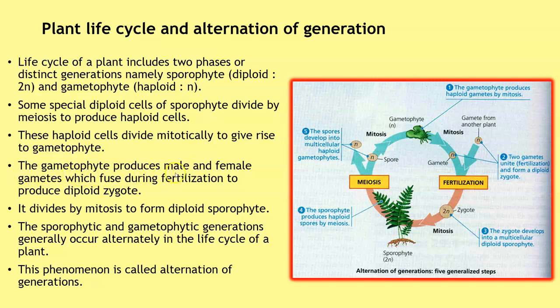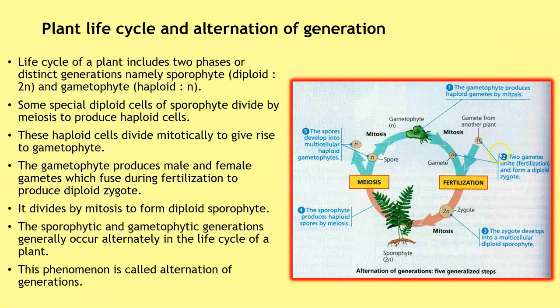Now the gametophyte produces male and female gametes which fuse during fertilization to produce a diploid zygote. So the gametes produced by the male and the female are n in the haploid state, these gametes fuse during fertilization and they produce the diploid zygote, which is 2n. So from haploid state again you get back the diploid state. Now this zygote divides by mitosis to form the diploid sporophyte.